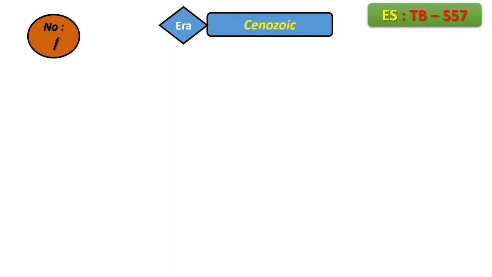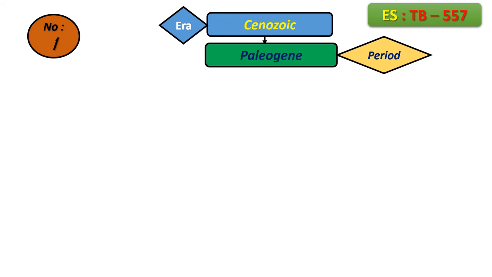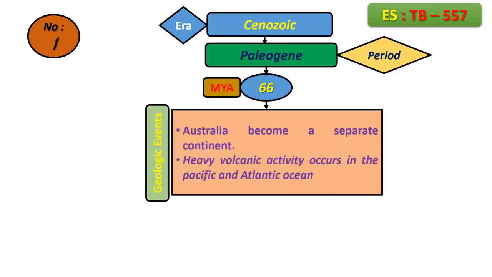The third era is named as Cenozoic era. Cenozoic era is mainly divided into three: Paleogene, Neogene, and Quaternary. The Paleogene period, around 66 million years ago. Main geologic event is Australia becomes a separate continent. Heavy volcanic activity occurs in the Pacific and Atlantic Ocean.